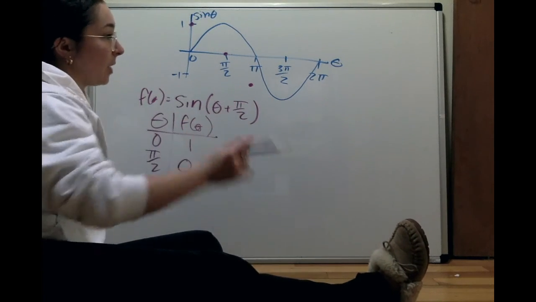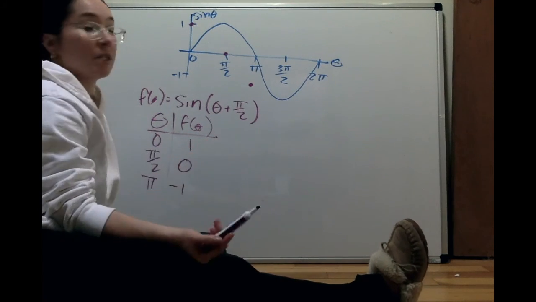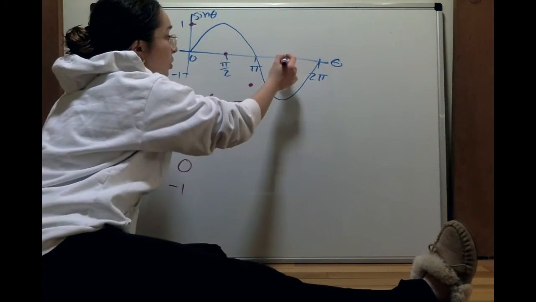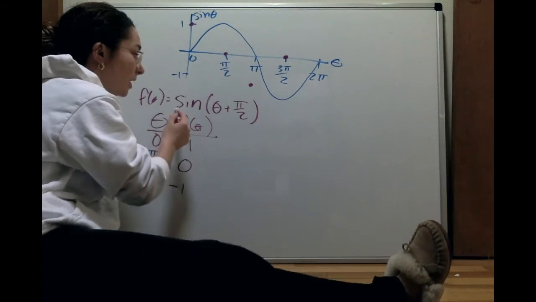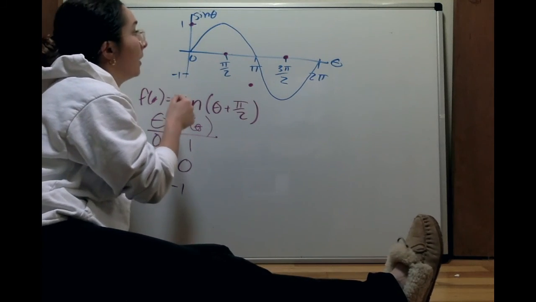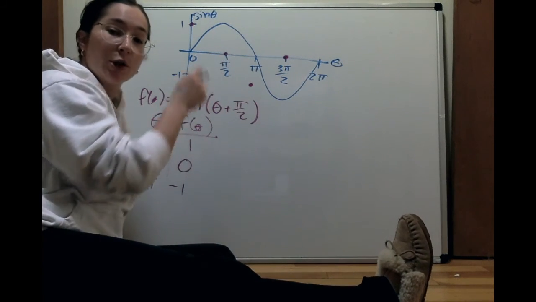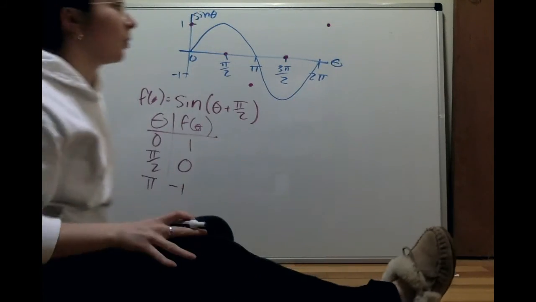When I put in 3 pi over 2, I'm going to get sine of 3 pi over 2 plus pi over 2, which is sine of 2 pi, which is 0. And then when I plug in 2 pi, I'm going to get sine of 2 pi plus pi over 2, which is going to bring me back to my original pi over 2 if I'm going around the unit circle. So I'll be back to sine of pi over 2, or 1.